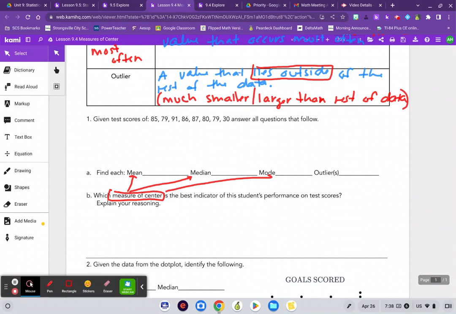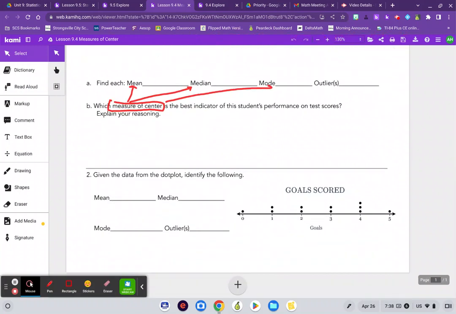And then 2 says, given the data from this dot plot for goals scored, identify the following: mean, median, mode, and outliers. If you have any questions, let me know.